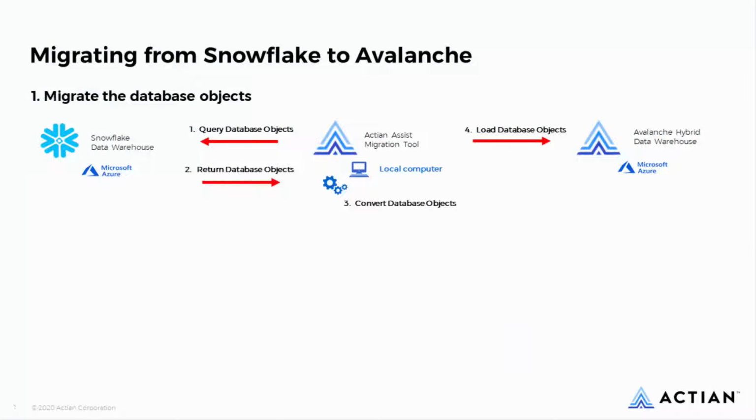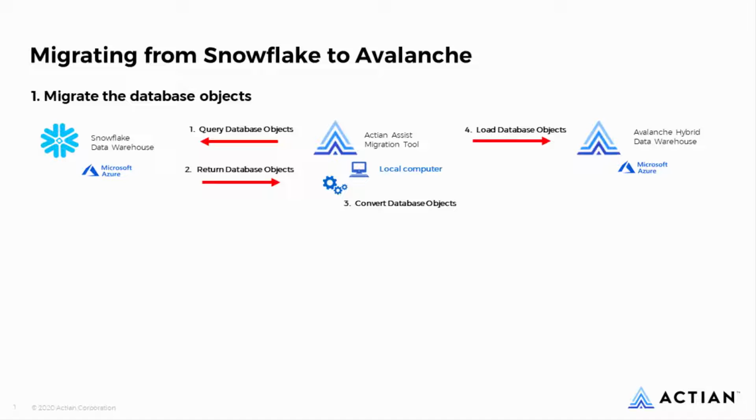For this demonstration, we have a Snowflake instance in Azure with a set of industry standard decision support TPCH tables already populated with data. We also have an Avalanche instance in Azure without any TPCH tables defined. I'm going to show you just how easy it is to migrate from Snowflake to Avalanche so you can benefit from the superior price performance Avalanche provides.